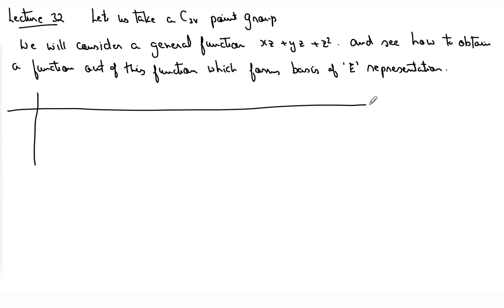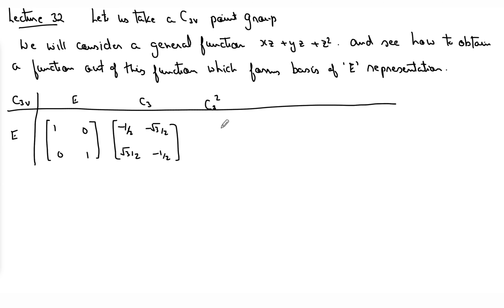Now we have to expand on all the symmetry operations because the matrices are different, right? So C3v, this is the E representation which we are talking about. For the E symmetry operator, it's a two-dimensional representation because it's E. For C3, we have minus half, minus root 3 by 2, root 3 by 2, and minus half.